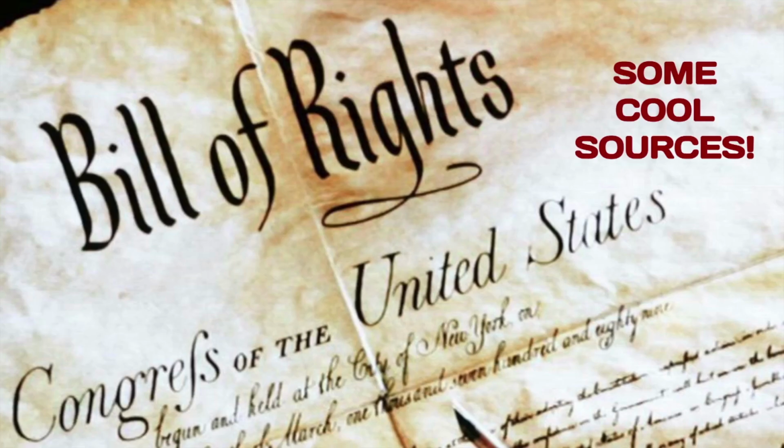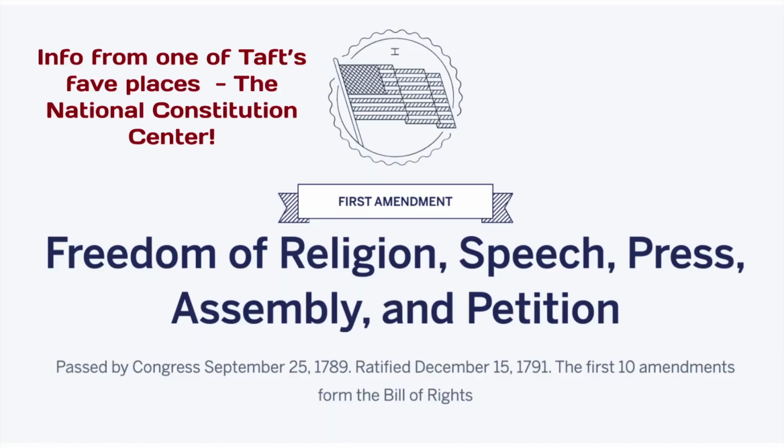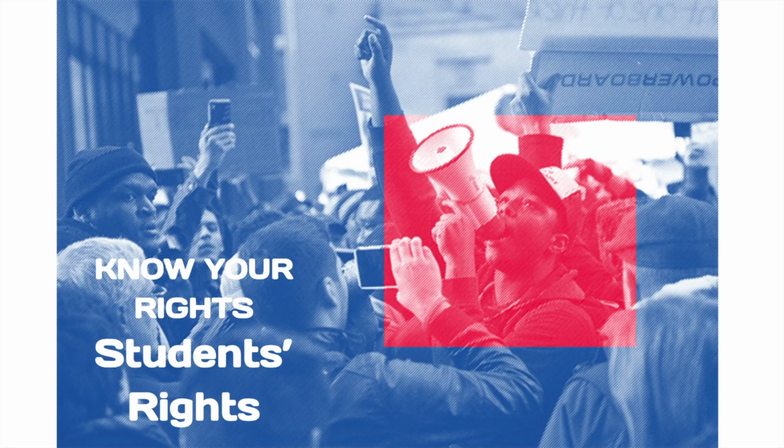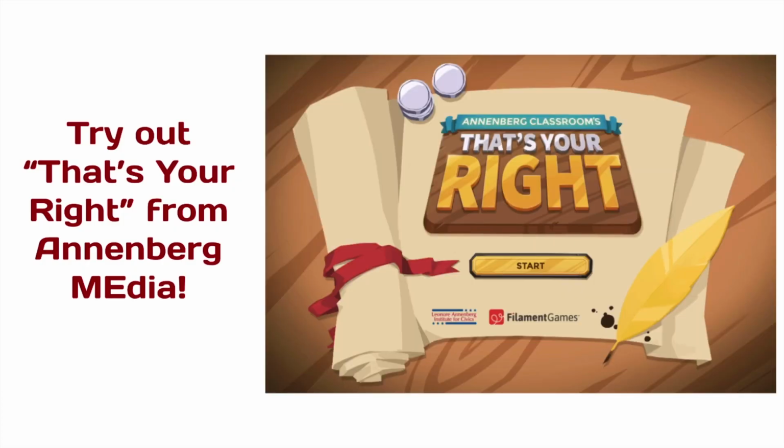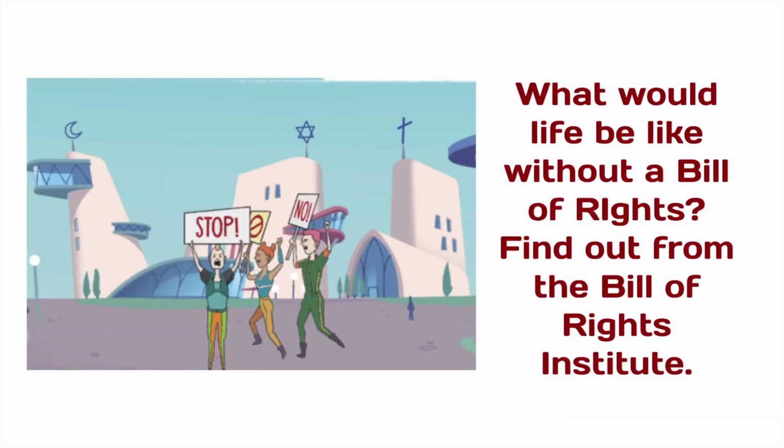And of course, if you're looking for more cool information about the Bill of Rights, I've got some great resources online. We got the National Constitution Center's overview of the First Amendment. We have Student Rights, which is a pretty cool site from the ACLU. We've got a great iCivics game that many of you have already played called Do I Have a Right? There's another game from Annenberg Media called That's Your Right, kind of fun. And then What Would Life Be Like Without a Bill of Rights? It's kind of a cheesy little video, but you can play around with it too. So those are some other ideas for you to dig more into the Bill of Rights.